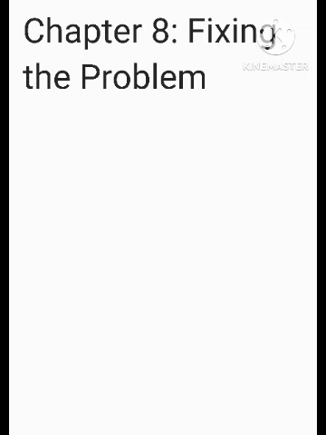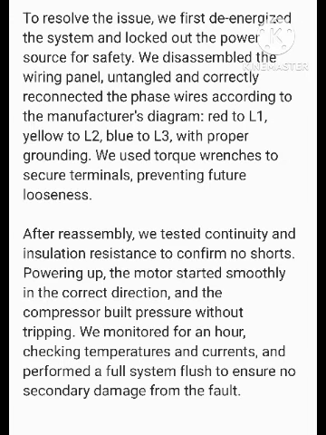Chapter 8. Fixing the problem. To resolve the issue, we first de-energized the system and locked out the power source for safety. We disassembled the wiring panel, untangled and correctly reconnected the phase wires according to the manufacturer's diagram, red to L1, yellow to L2, blue to L3, with proper grounding. We used torque wrenches to secure terminals, preventing future looseness.